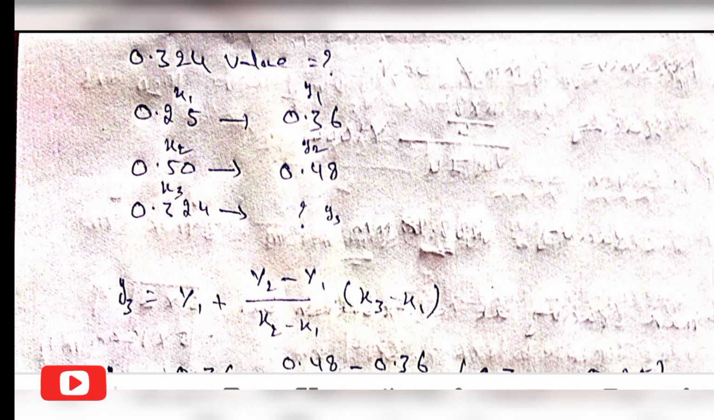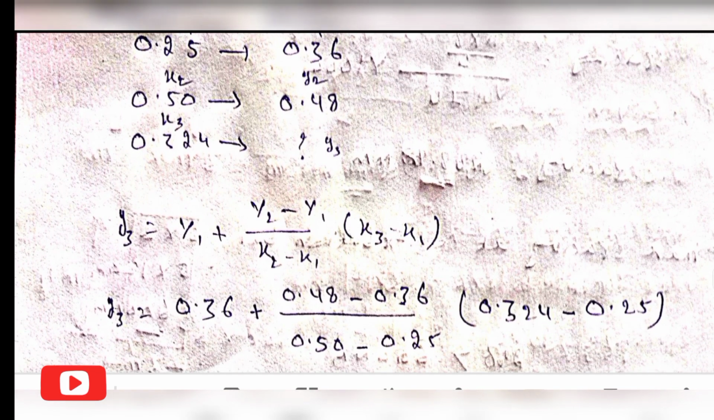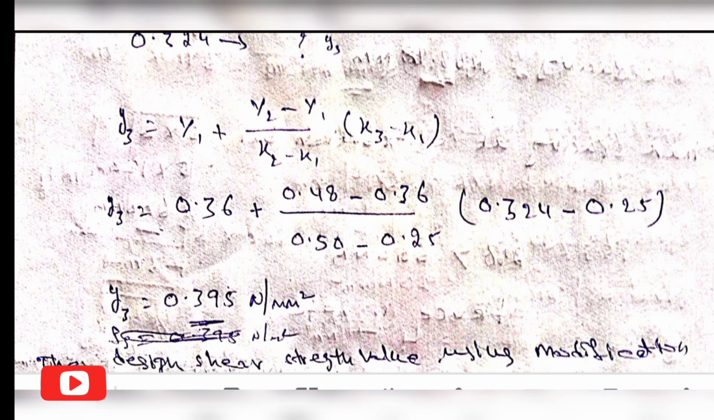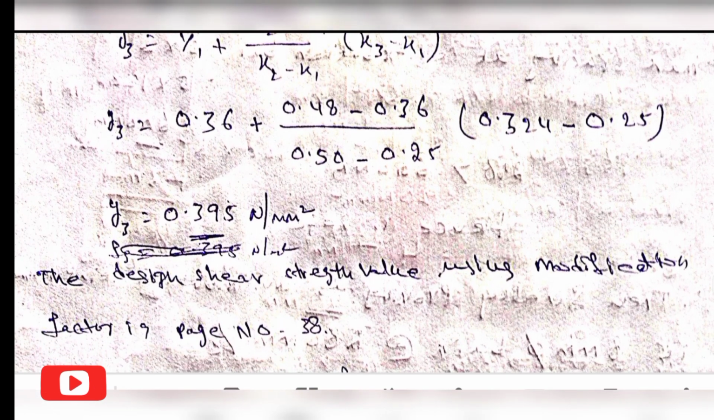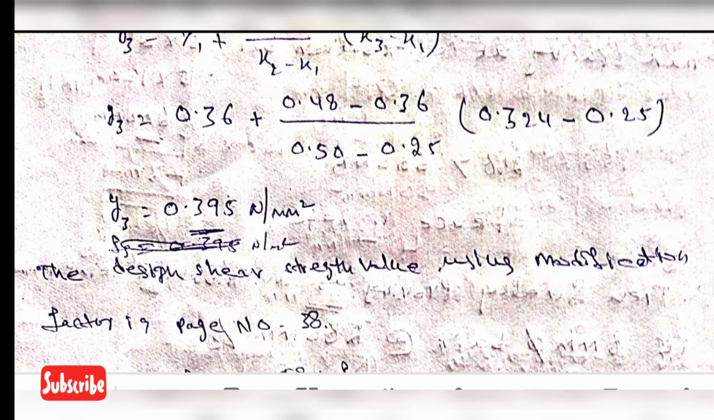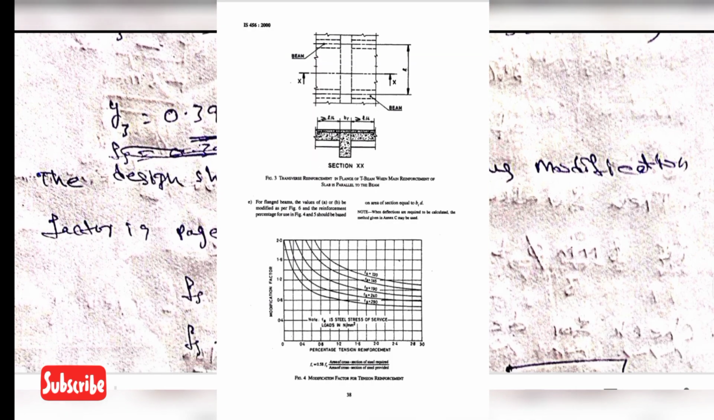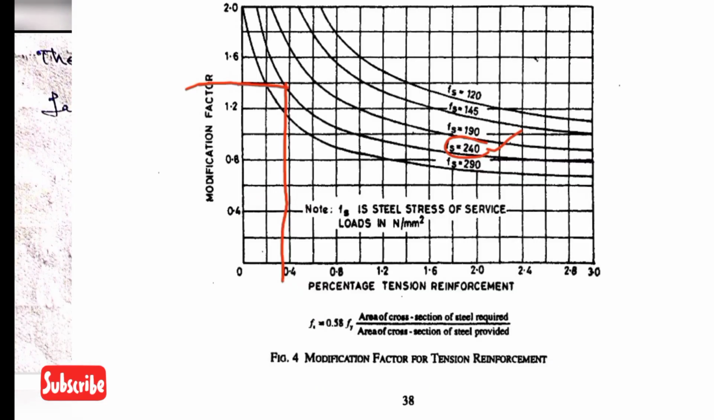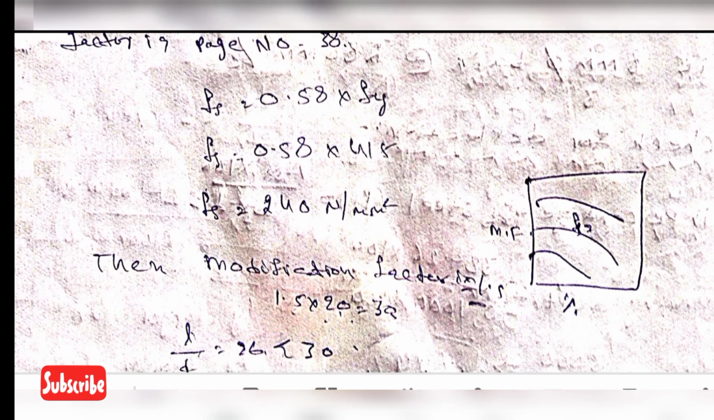Then shear strength value by the interpolation method: y1 plus y2 minus y1 by x2 minus x1 into x3 minus x1. Then the y3 value for the percentage of steel is 0.395 Newton per mm square. Referring to the IS 456 2000 code book, page number 38, modification factor, figure number 4. Then Fs value is 0.58 into Fy. Fy is 415. Then Fs value is 240 Newton per mm square.